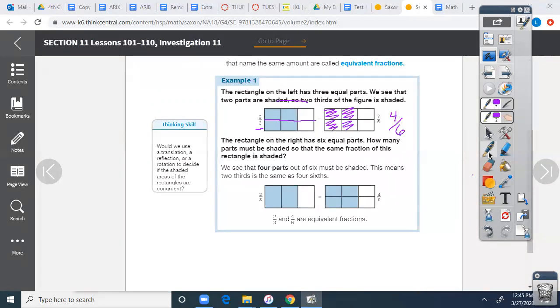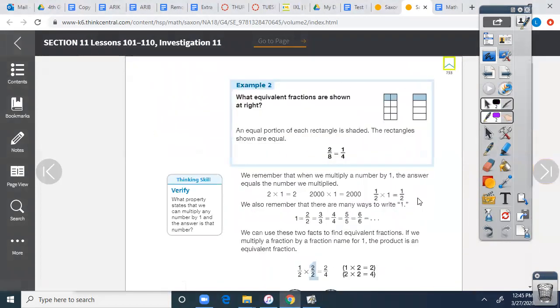Okay, so over here we have 2/3. Down here we have 2/3 because 3 pieces, 2 of them are shaded. Over here we have 4/6 because we have 6 pieces and 4 of them are shaded, but 2/3 and 4/6 are equivalent fractions. The same amount is shaded. Okay, we're going to move on to example number 2, and then we will practice a few of these. We'll practice making equivalent fractions.